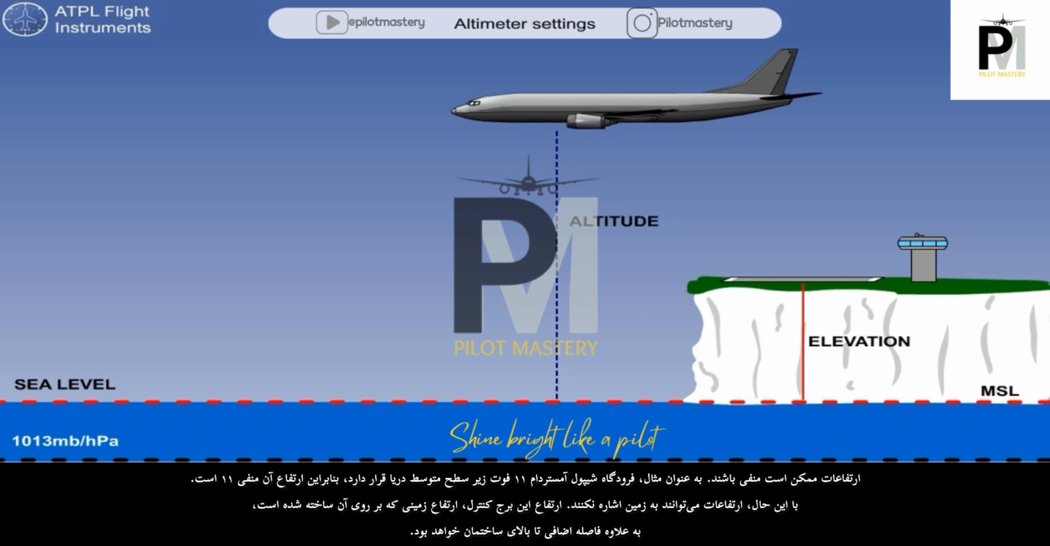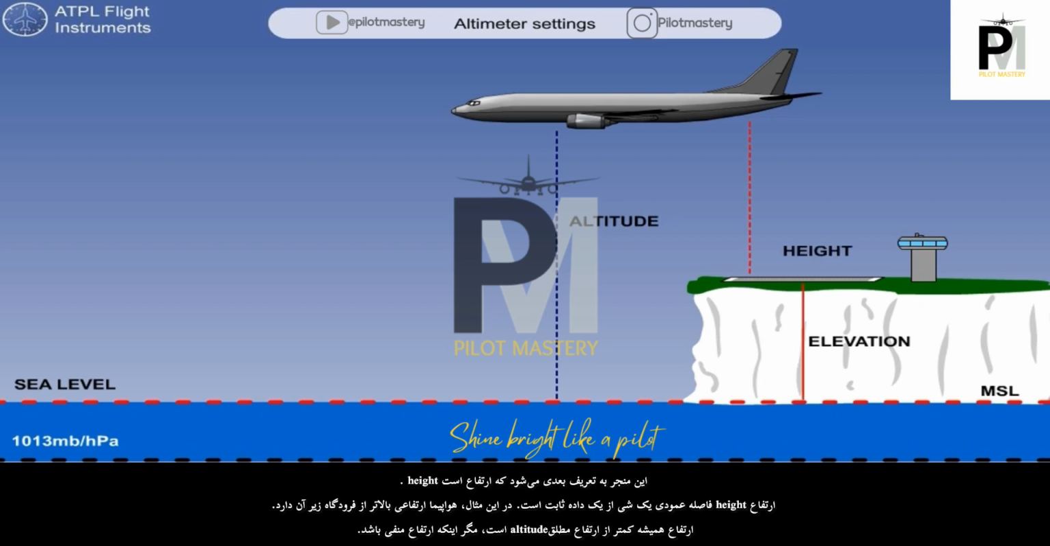Elevations can be negative. Amsterdam Schiphol Airport, for instance, is 11 feet below mean sea level, and so has an elevation of -11. However, elevations do not have to refer to the ground. The top of this control tower has an elevation which will be the elevation of the ground on which it is built, plus the extra distance to the top.